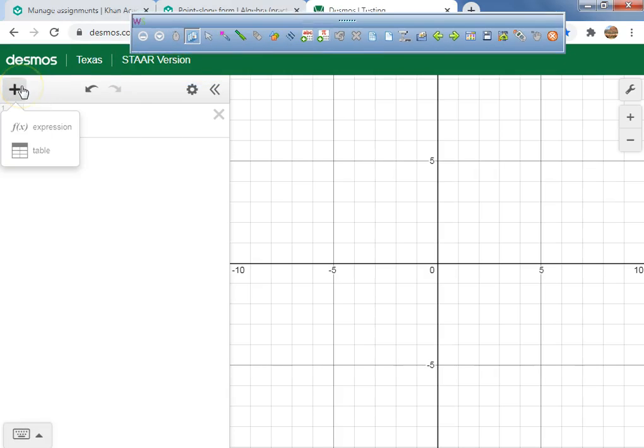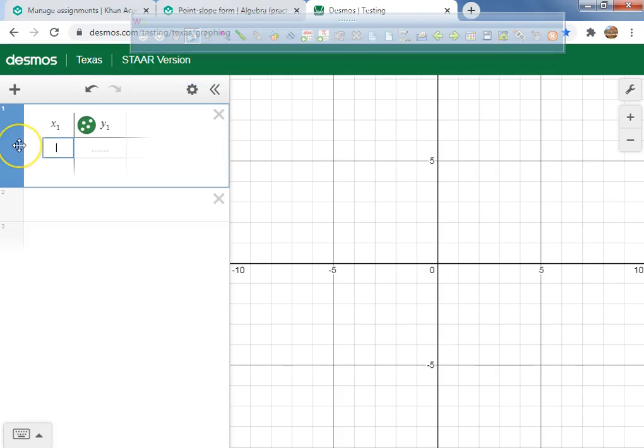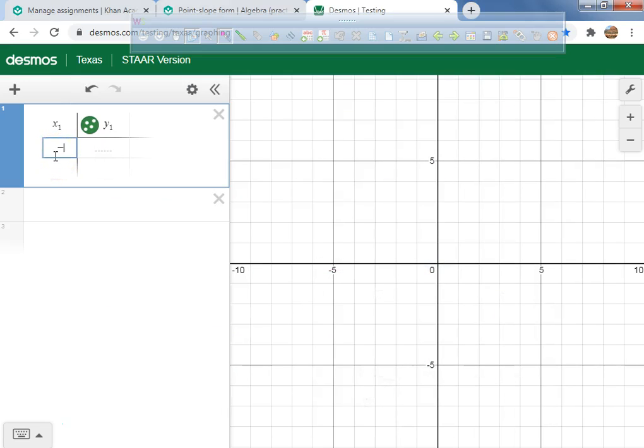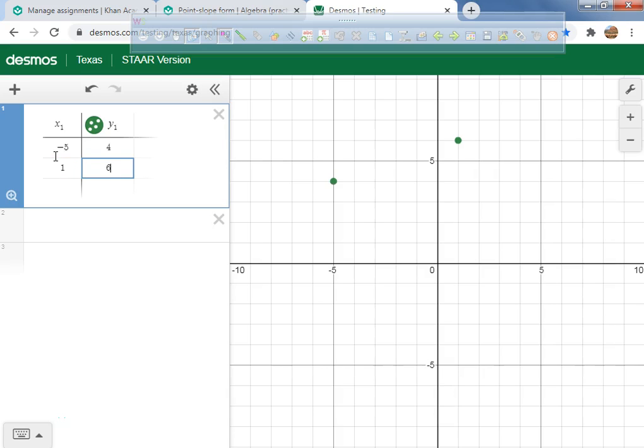I'm going to make a table. And does everybody have the ordered pairs already? The ordered pairs are what? -5 and 4 and 1 and 6. So I'm going to type in -5 and 4 and 1 and 6. Then I type in the phrase that pays.